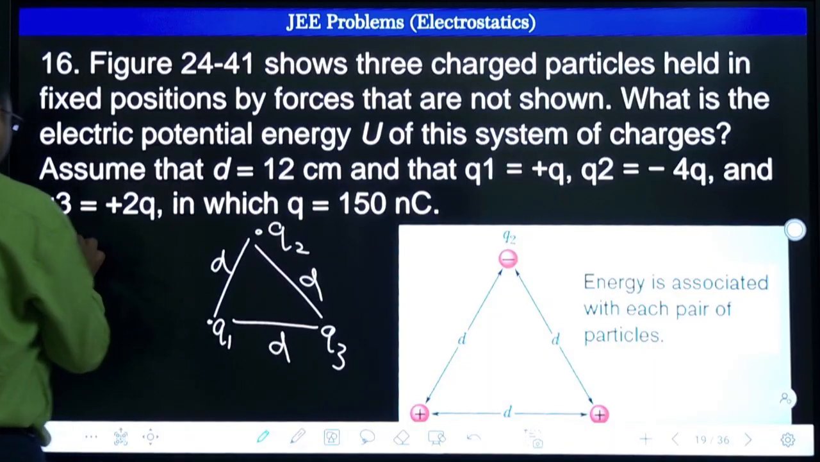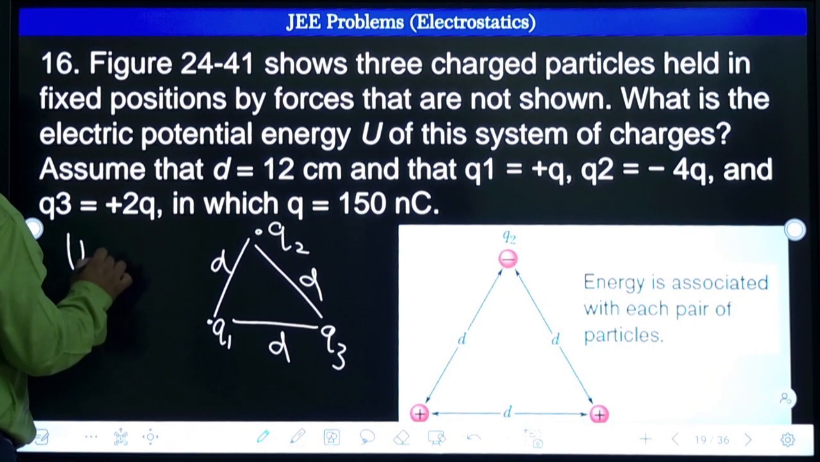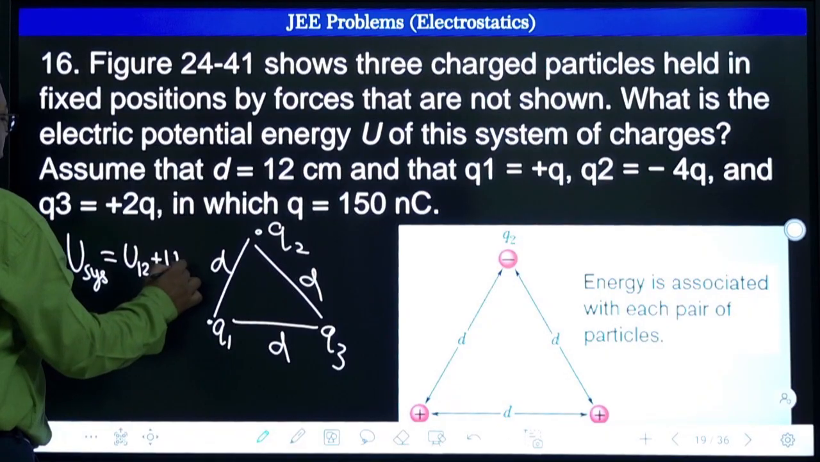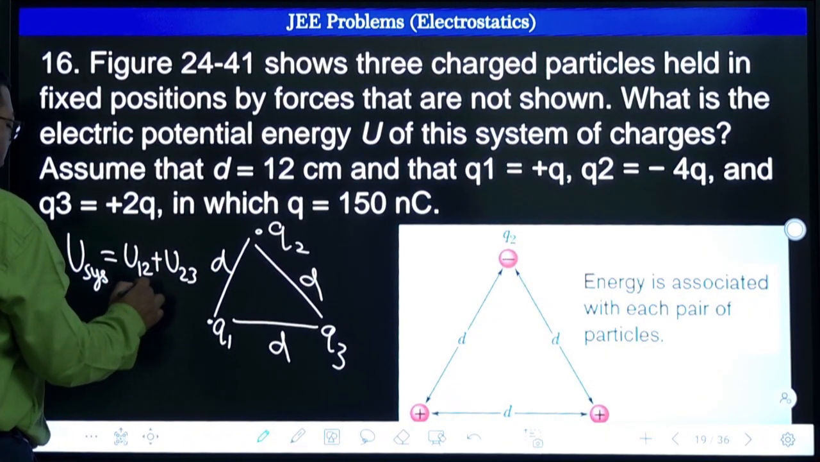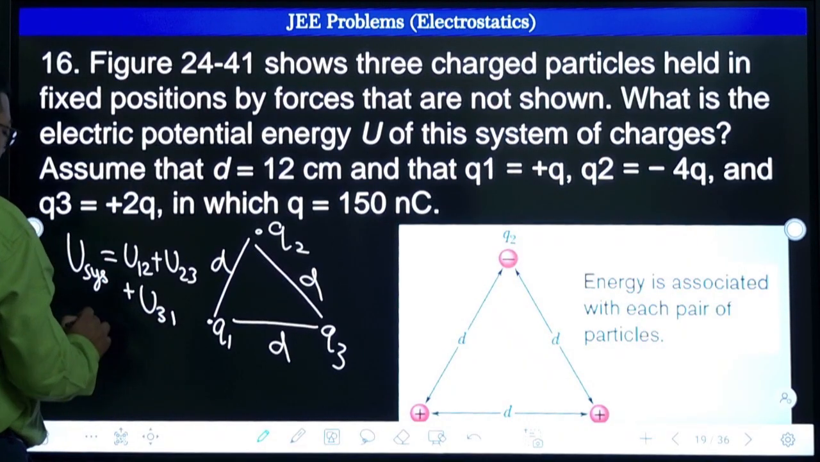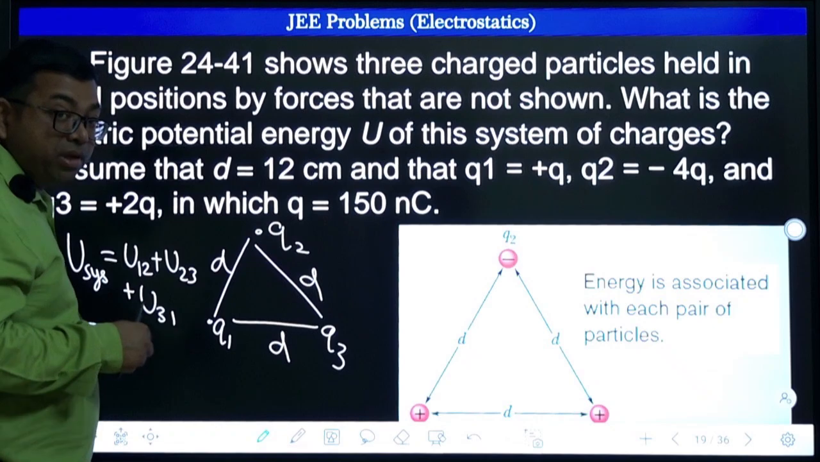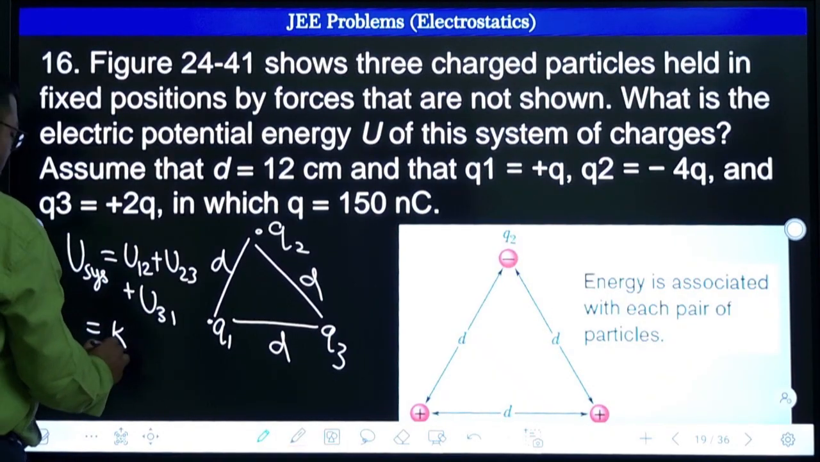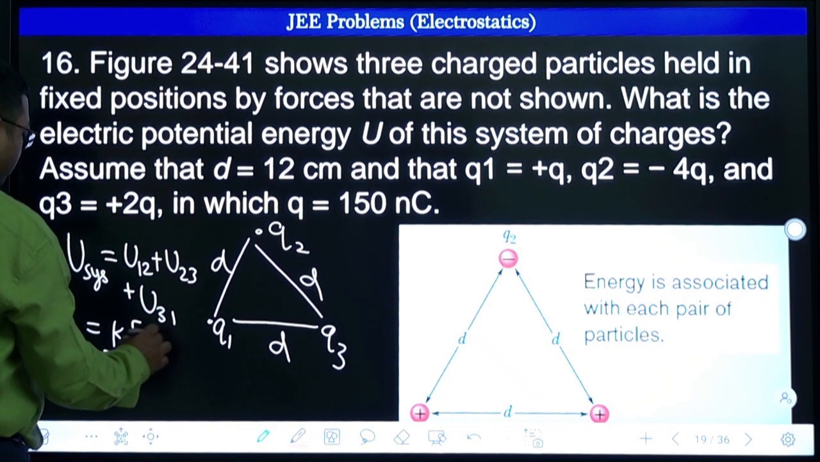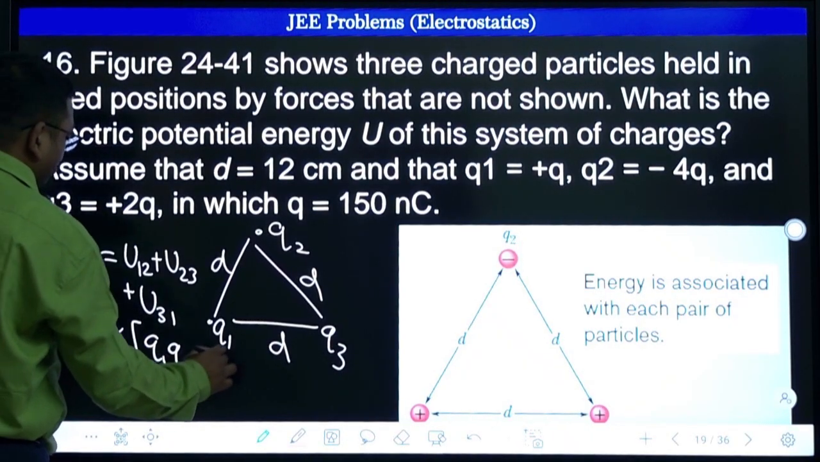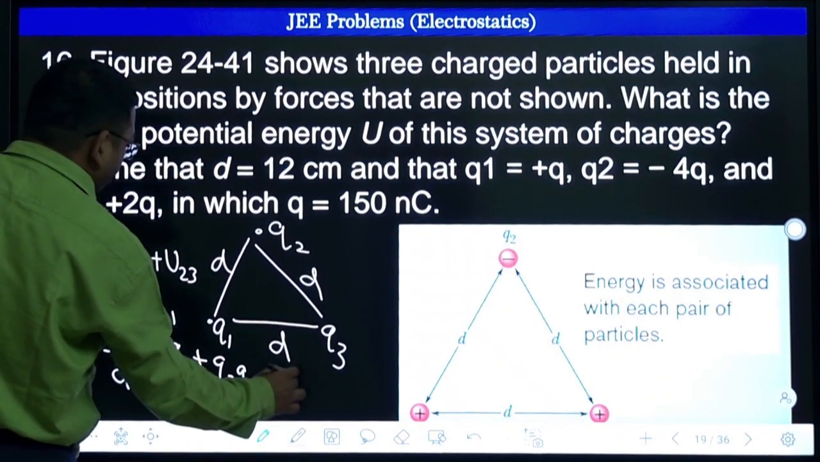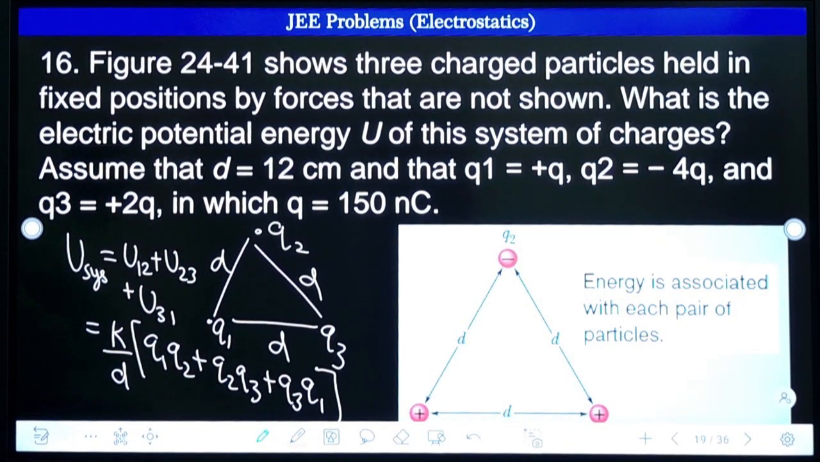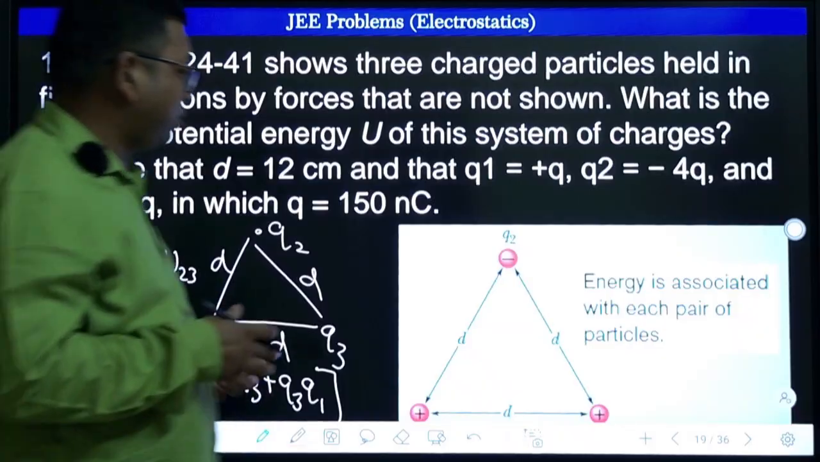So potential energy of this system will be, system potential energy means potential energy between first and second, plus potential energy between second and third, plus potential energy between third and one, like this. Three pairs will come. Now potential energy formula is K Q1 Q2, right? So K by distance you take out, and this will become Q1 Q2 plus Q2 Q3 plus Q3 Q1, right? And just multiply and do the calculation. That will be the total potential energy of the system.